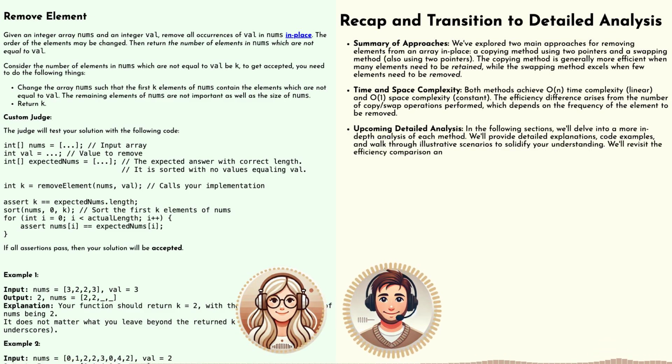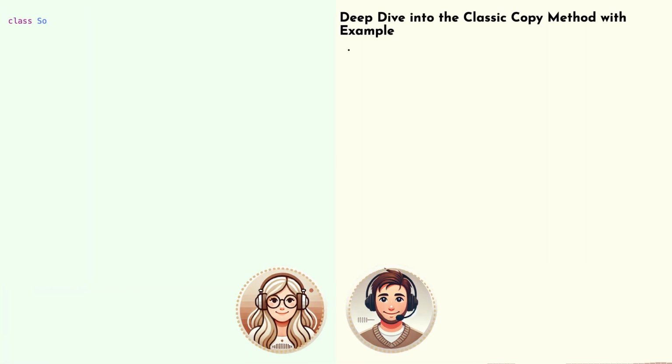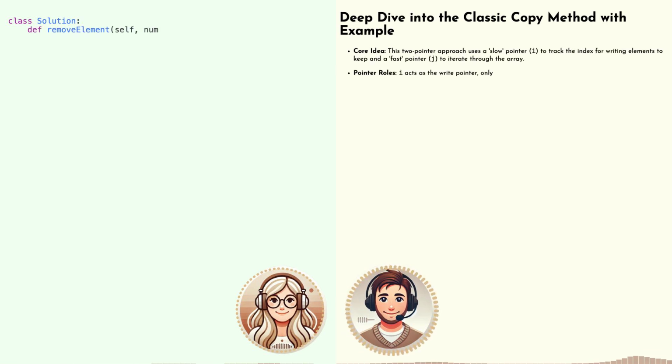Yeah, it's like we've got our classic copy method and then that optimized swap and shrink method, each using two pointers in slightly different ways. Right, and they both dance through the array in a totally different way. Yeah, I'm really eager to break these approaches down even further. Can we start with that classic copy method? I want to see how those pointers actually move through the array.